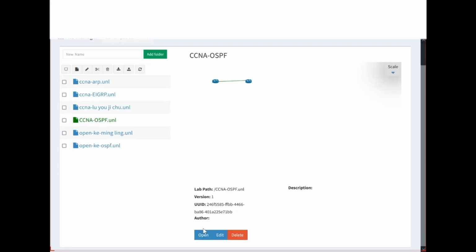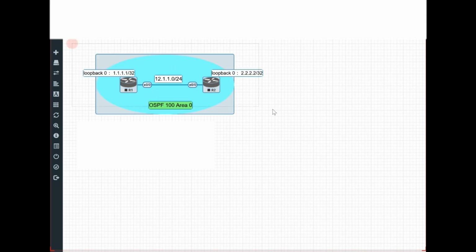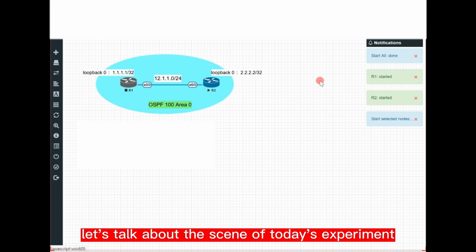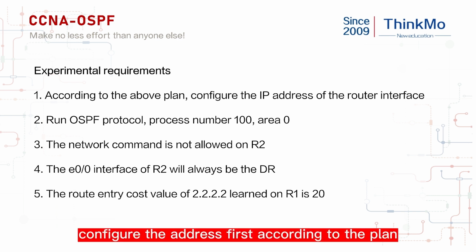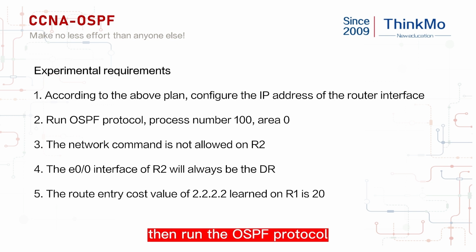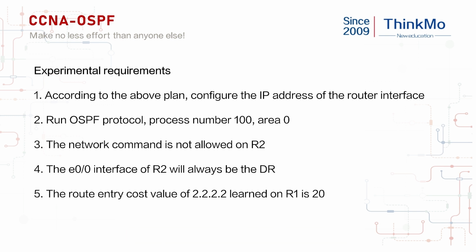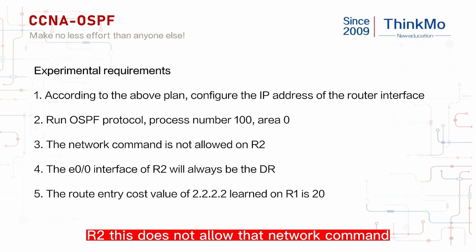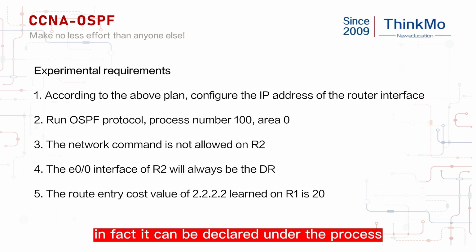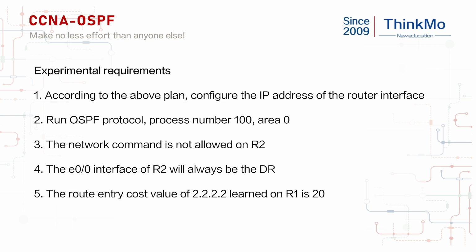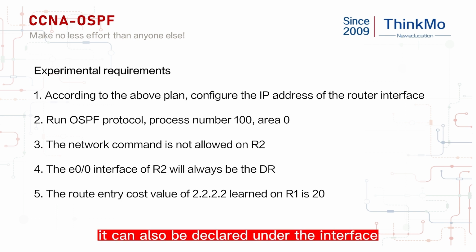Next we configure. Let's turn the device on. When the device is turned on, let's talk about the scene of today's experiment. This is also the homework for you today. The experimental requirement is to configure the address first according to the plan, then run the OSPF protocol, then process ID and area number. R2 does not allow the network command. I just told you, in fact, it can be declared under the process. It can also be declared under the interface.